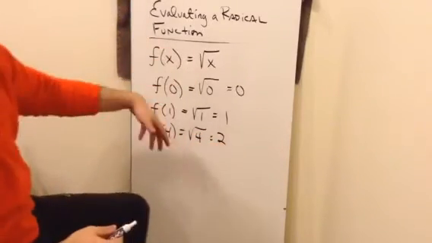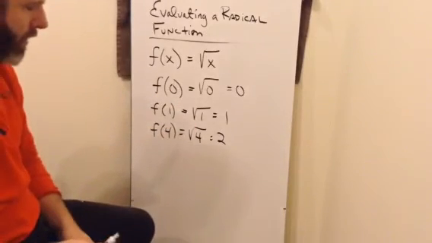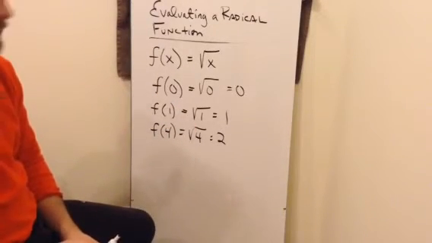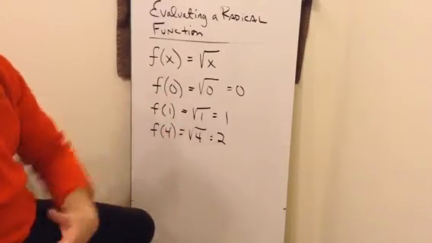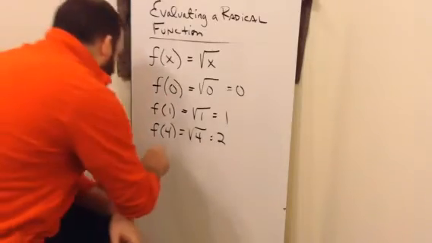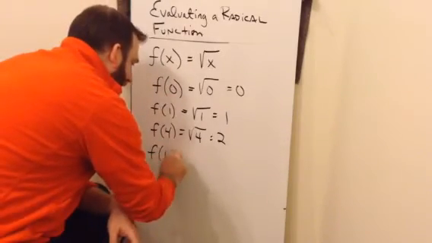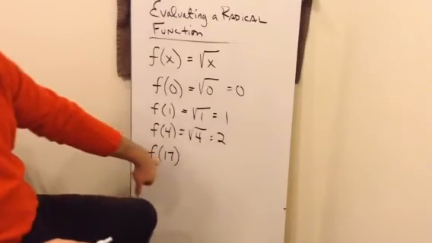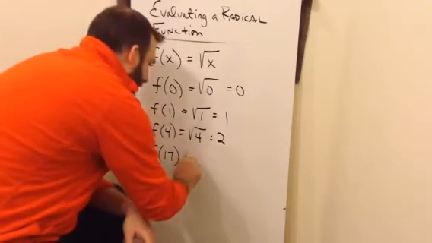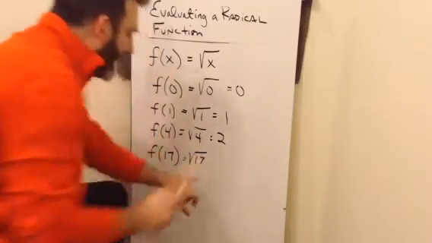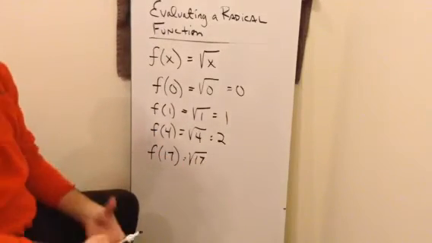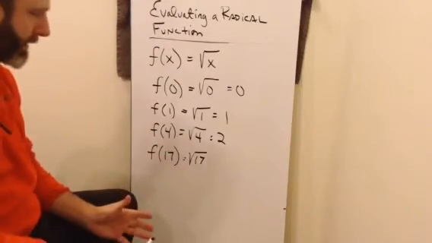Now I can keep plugging in all the perfect squares. Okay, and square root of 9 would be 3, square root of 16 would be 4. But again, if I did something like this, we evaluated this one earlier. If I plug that in, we get square root of 17. This here, square root of 17, is an exact value. It maintains all your decimal places.